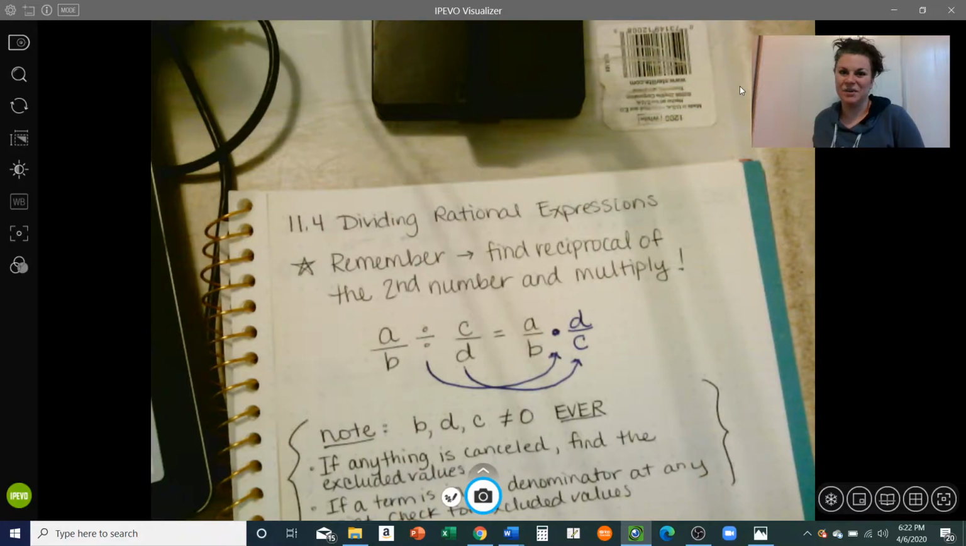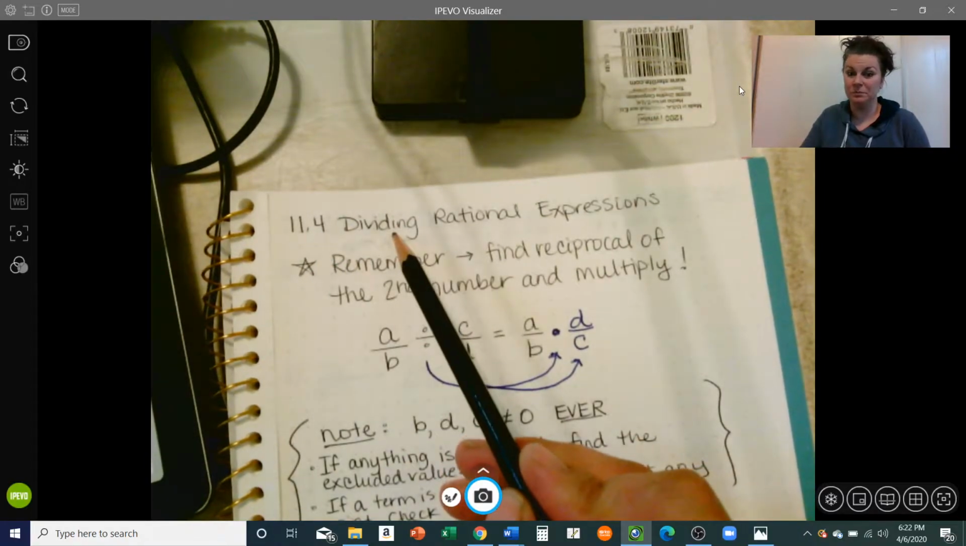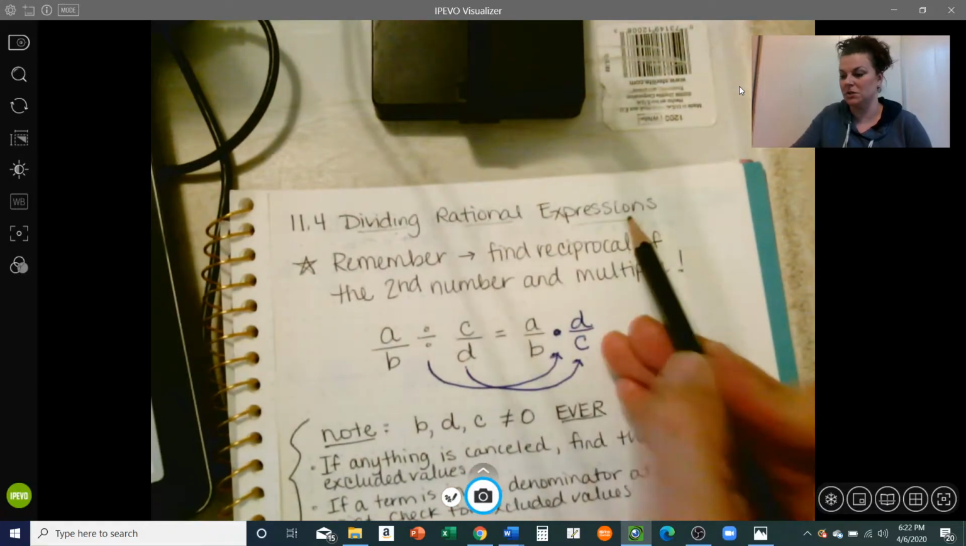Hi guys. We are in section 11.4, looking at dividing rational expressions.